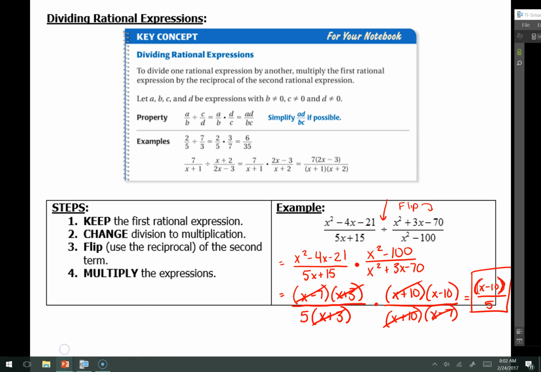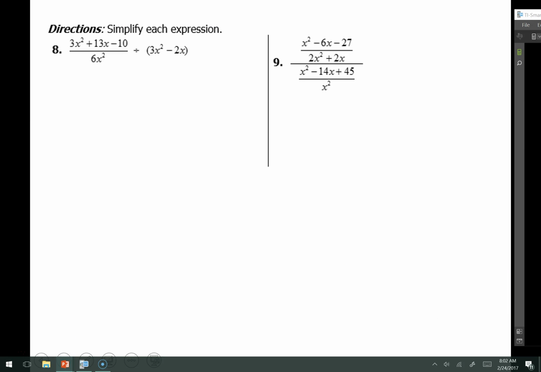Let's do a couple more to practice these. All right, in this first one, it looks a little funny, right? Because on the right, you have this expression that's not a fraction. If we want to think about it as a fraction, we can put it over 1, because any whole value can be put over 1 without any changes there, and then we're ready to keep, change, flip.